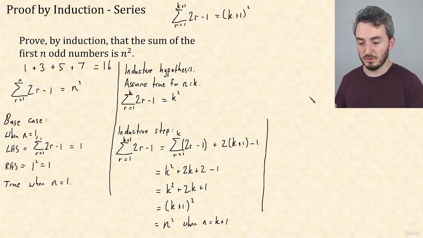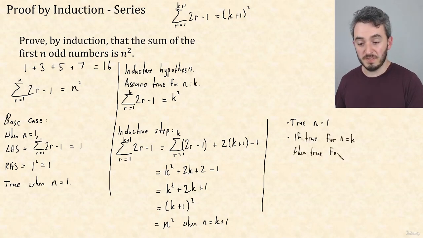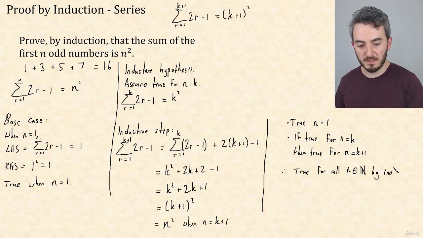So now we just conclude, and we conclude basically with the same statement every time. So we say it's true for n equals 1. We say if it's true for n equals k, then it's true for n equals k plus 1. We've proved that, and therefore it's true for all natural numbers by induction. And they can be quite fussy about the conclusion, so make sure you don't skip anything in that.